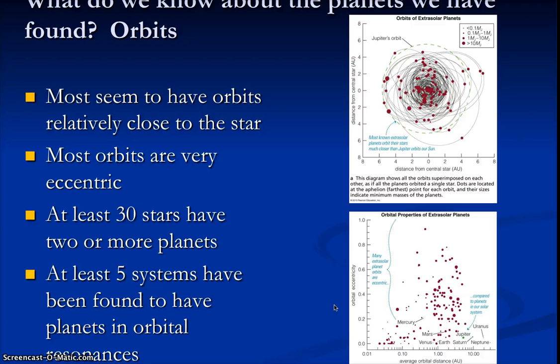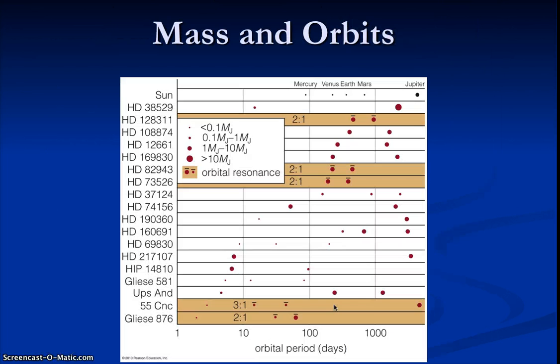So far, most of the planets that we have found have orbits relatively close to their star, which makes sense because those are going to be the easiest ones to detect. Most of the orbits are rather eccentric, at least 30 stars have 2 or more planets, and at least 5 systems have been found to have planets in orbital resonance.